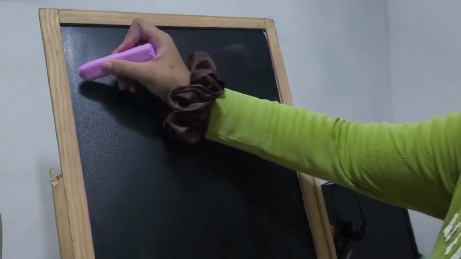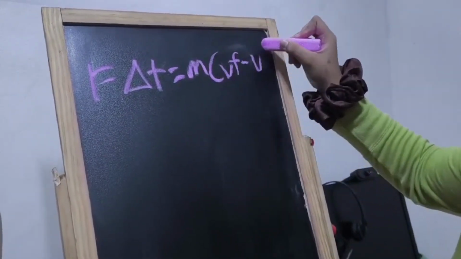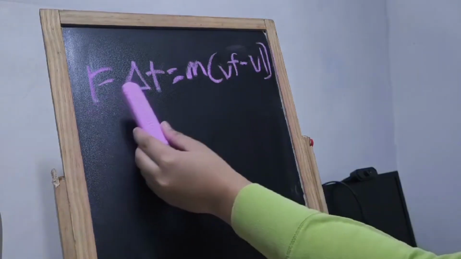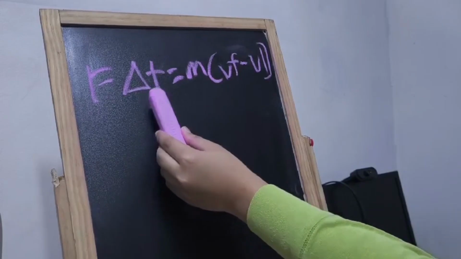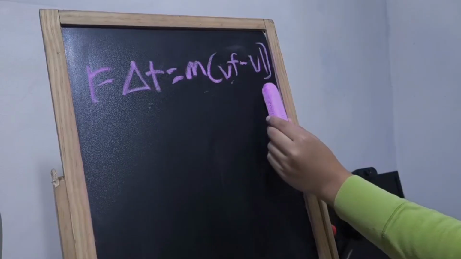Again, this is Mr. Jisan1, and in this video, I will explain and solve problems related to the impulse momentum theorem. The impulse momentum theorem states that the impulse applied to an object is equal to the change in its momentum. In equation form, the impulse applied to an object is equal to the change in its momentum, FΔt = mvf - mvi, where F stands for force, Δt stands for time interval, m for mass, vf for final velocity, and vi for initial velocity.